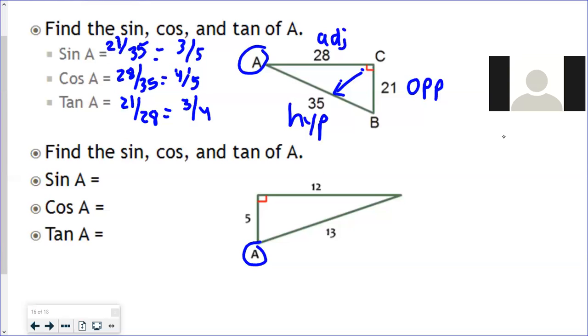Sure. Okay, so the opposite side to A is 12, and then the adjacent is 5, so the hypotenuse is 13. So for sine, it would be 12 over 13. And then for cosine, it would be adjacent over hypotenuse, 5 over 13. And then for tangent, it would be 12 over 13. Hold on, not over 13 though. Sorry. So for tangent, what sides do we use?